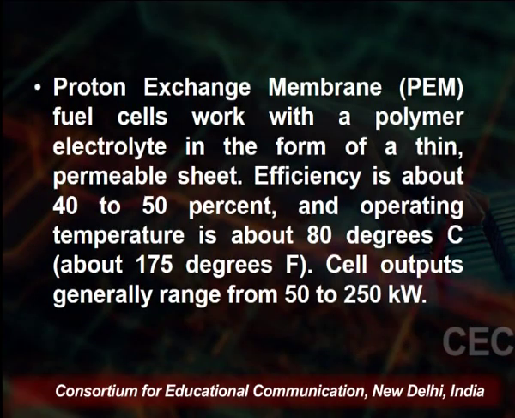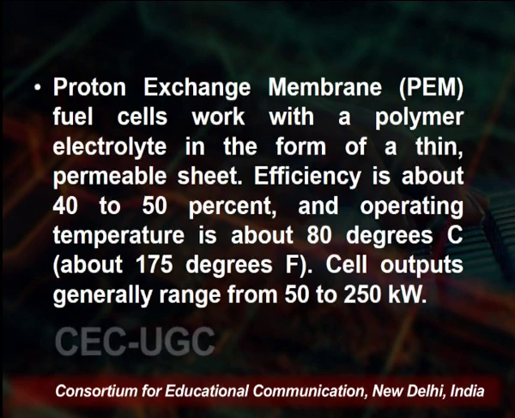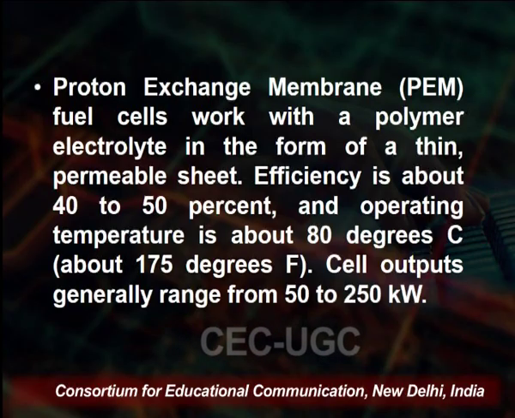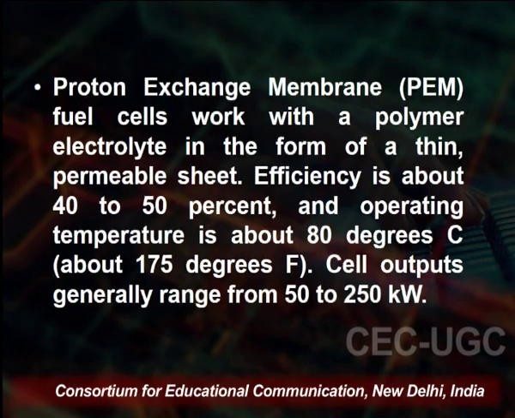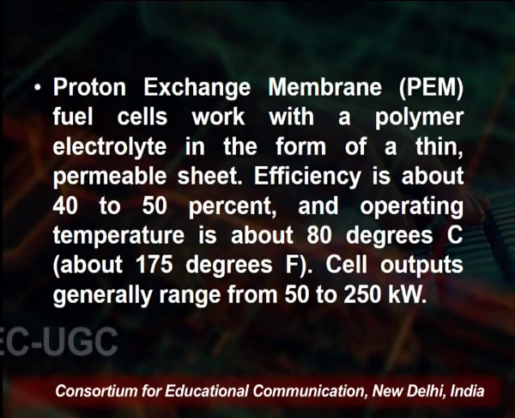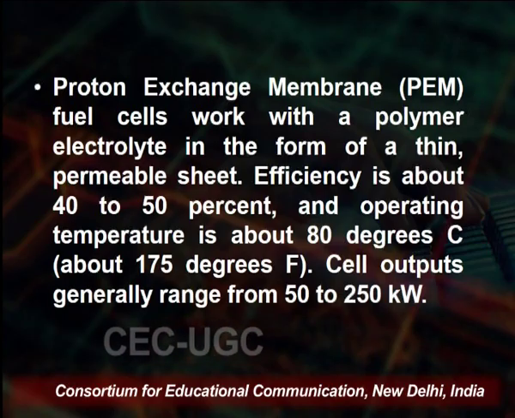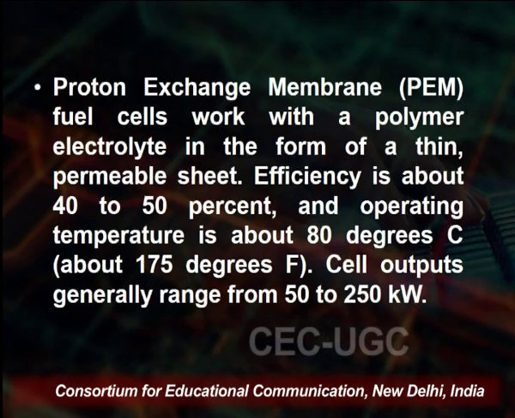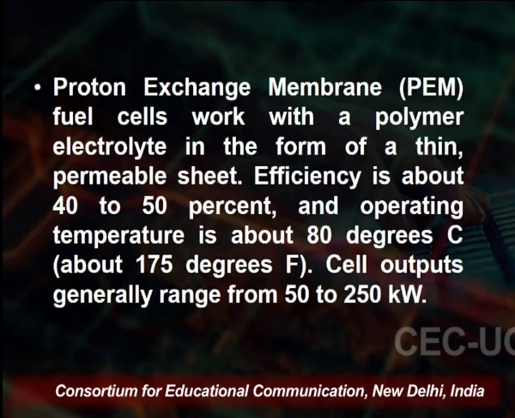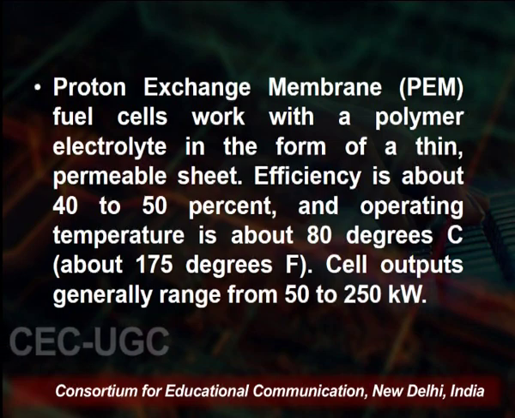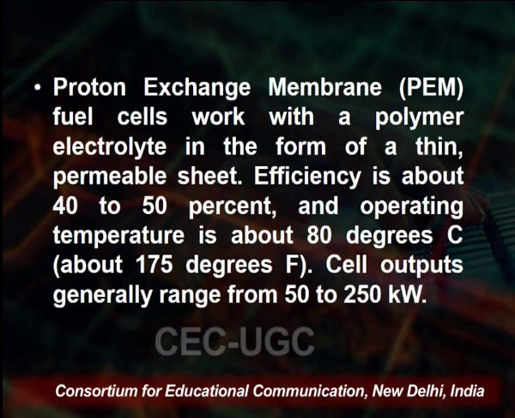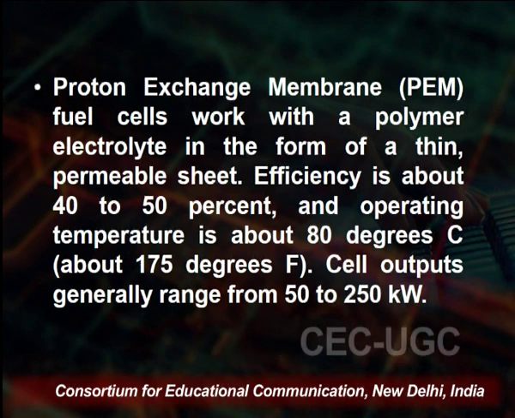The proton exchange membrane fuel cell works with a polymer electrolyte in the form of a thin membrane sheet. Its efficiency is 40 to 50%, and operating temperature is 80 degrees centigrade. Output is in the range of 50 to 200 kilowatts.